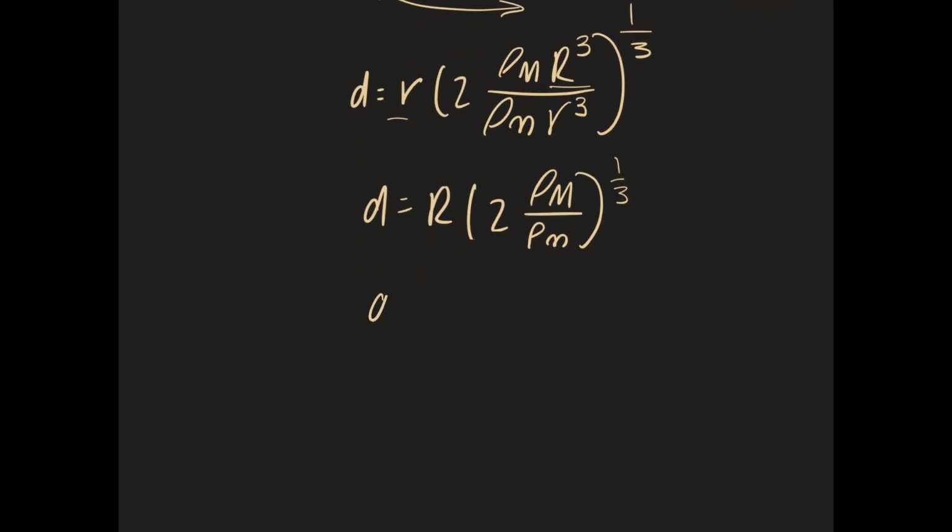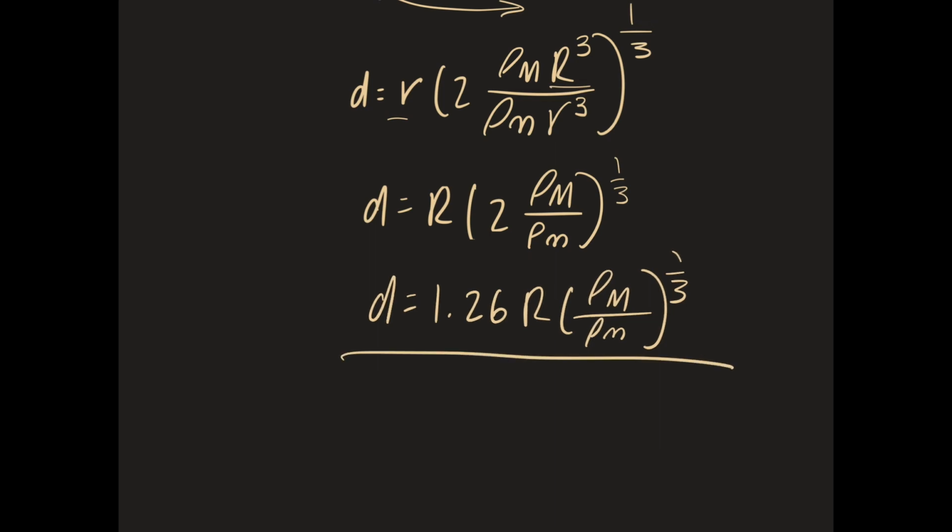And then taking into account the predetermined constants for the rigid mass, specifically 1.26, times our equation of large density over small density to the power of 1/3, we arrive with the Roche limit for the rigid satellite, and the same process can be applied for the fluid satellite.